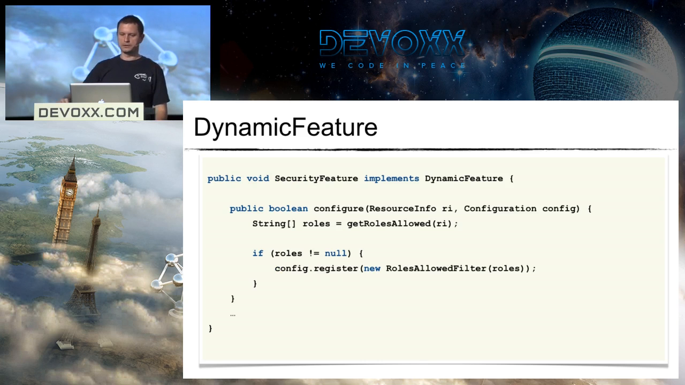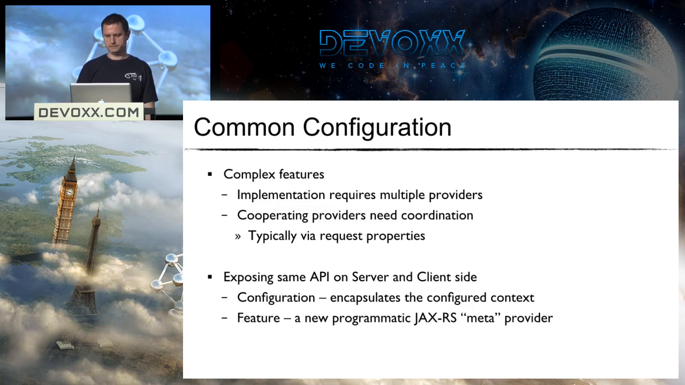An example of such a feature could be a security feature that extracts the information about the RolesAllowed annotation, which may be available on a method. If that information is not null, which means that the annotation is present, the feature will pre-create the filter with the pre-computed information about what the roles allowed are, and it will register the RolesAllowed filter, which will be responsible for checking whether the client issuing the request is in the role that is required by the method.